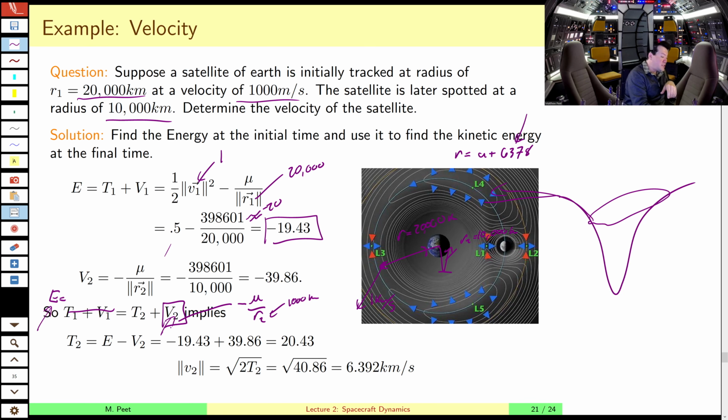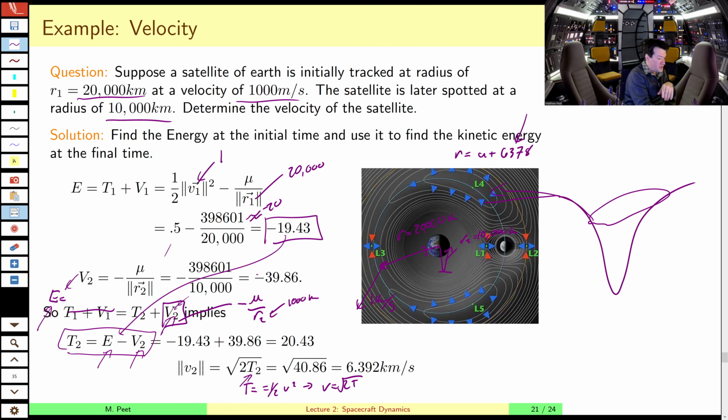So we have this number, we have this number, and we want to figure out velocity. Well, velocity is only a function of kinetic energy. Remember, T equals 1/2 v squared, and so, of course, v equals the square root of 2T. And so what we'd like to do is calculate the kinetic energy at this second observation. And, of course, we can do that because we know this number and we know this number. So we just solve for T2, subtracting V2 from the initial energy.